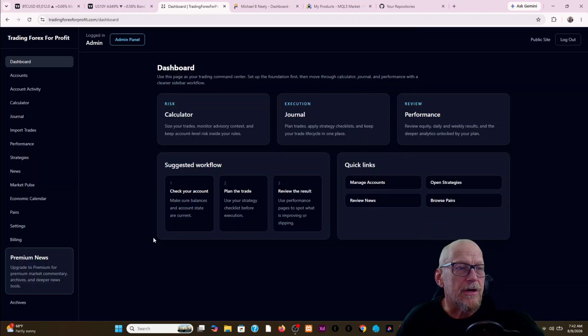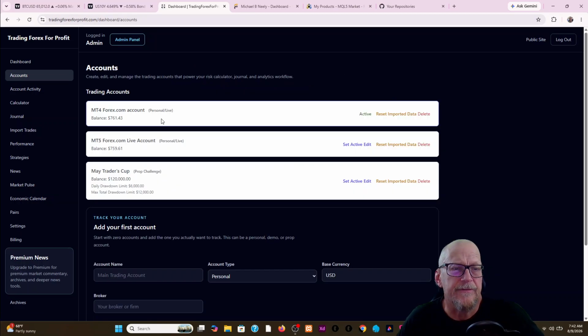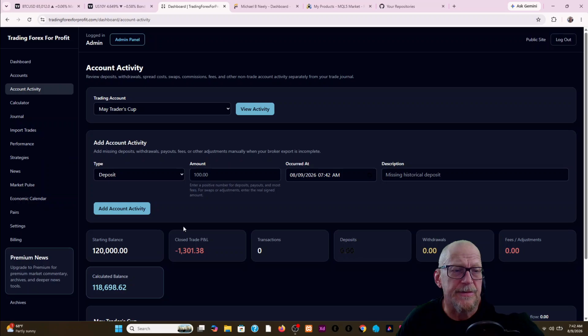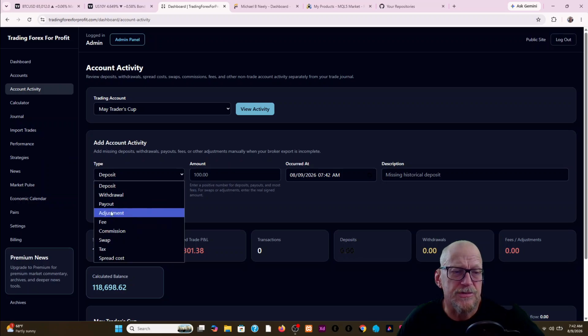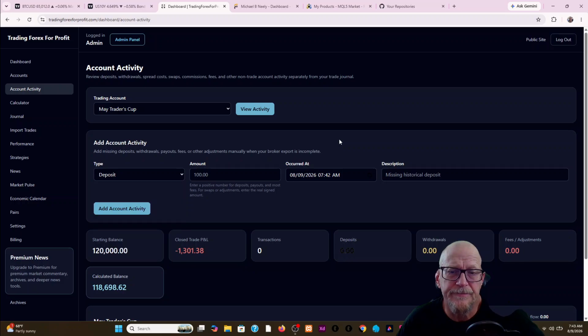As all entrepreneurs do, you can load your accounts right here. If you come in free, you can load 1 account. I've got multiple accounts loaded because I own it and I can put as many accounts in there as I want, because that's what unlimited accounts means. You can also put in your account activity for deposit, withdrawal, payout, adjustment, fee, commission, swap, and any fee that you may incur.